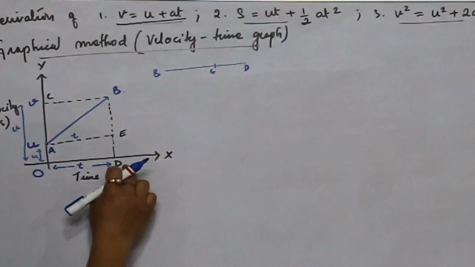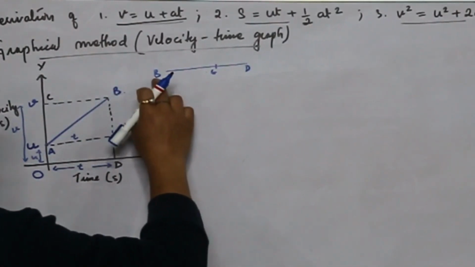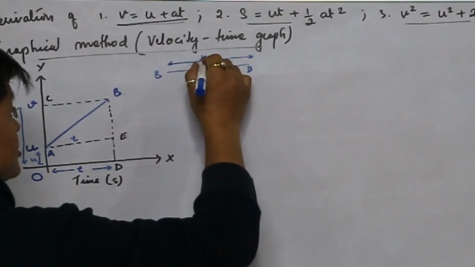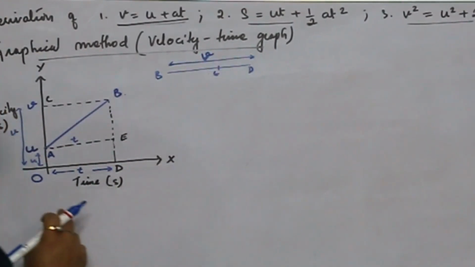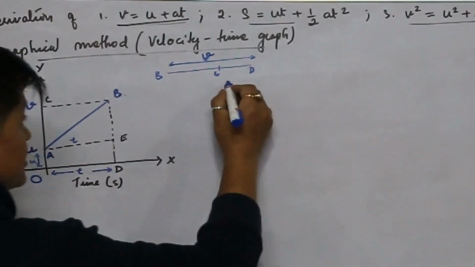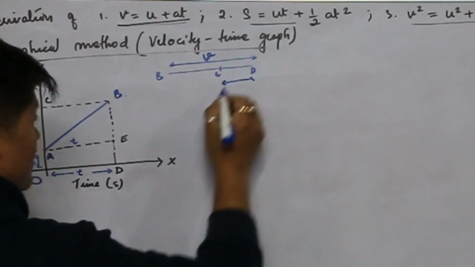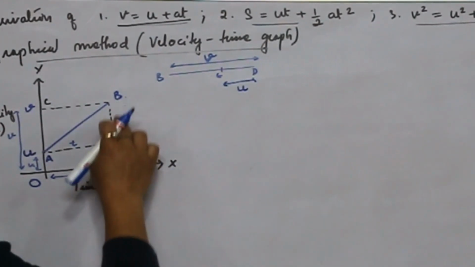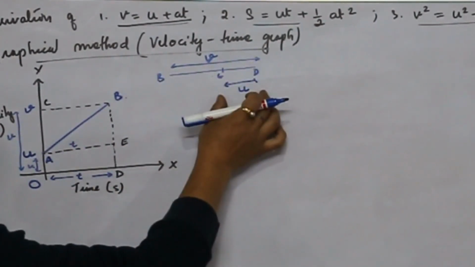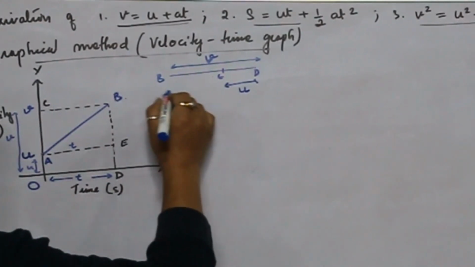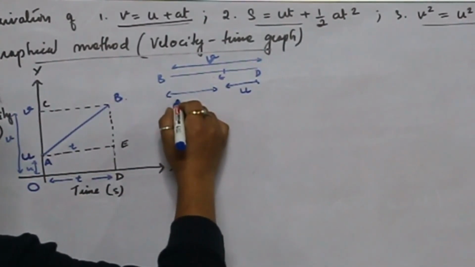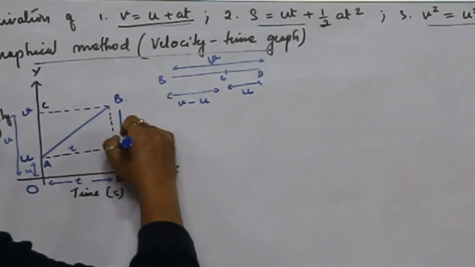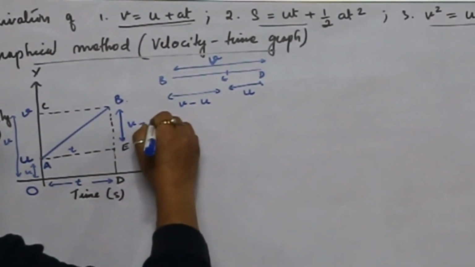OC is equal to DB, this whole entire line is v, and OA is equal to DE, this much is u. Now if you have to find BE, only this much, so this minus this will give this much, which will be v minus u. So this value is v - u.